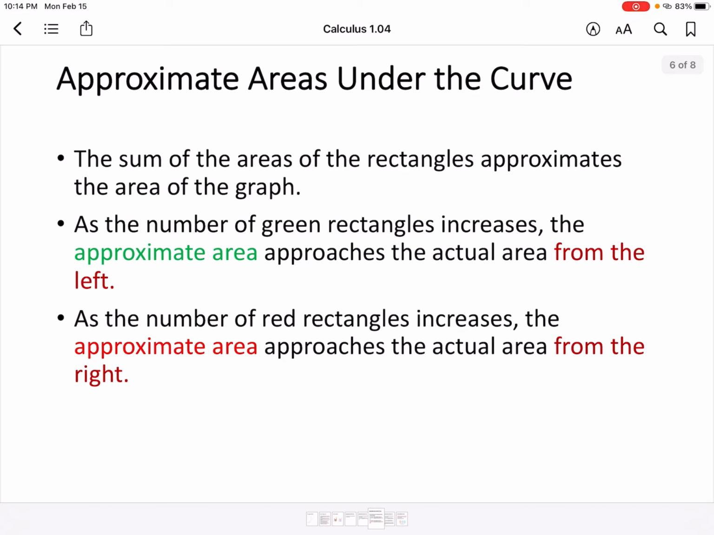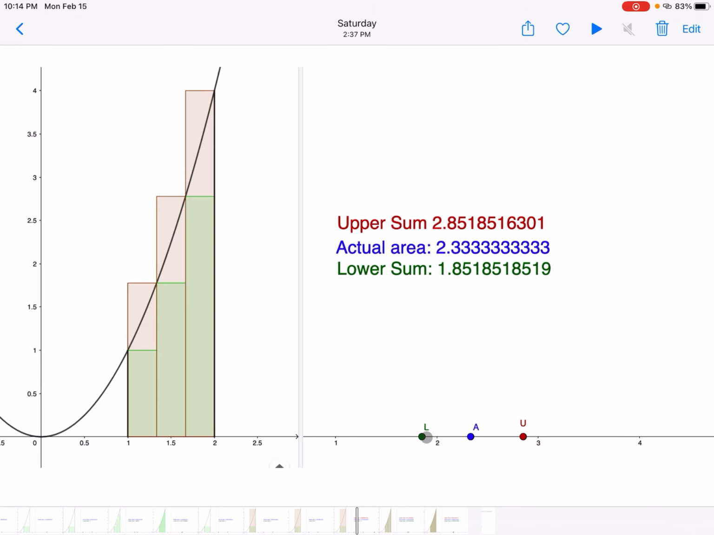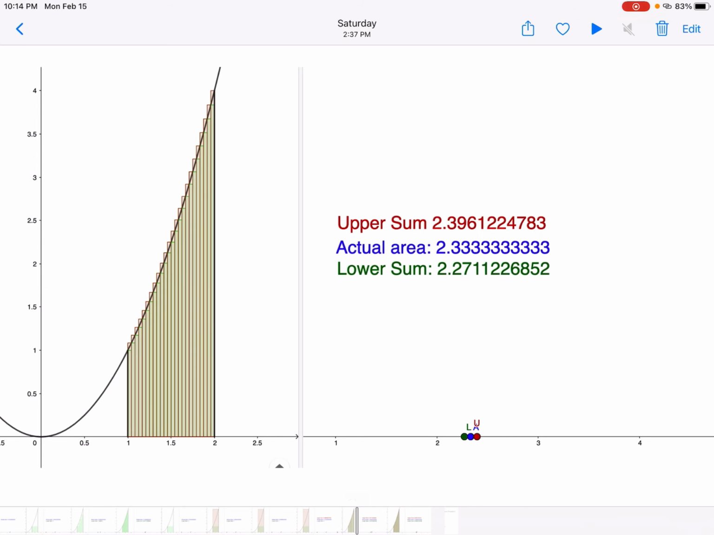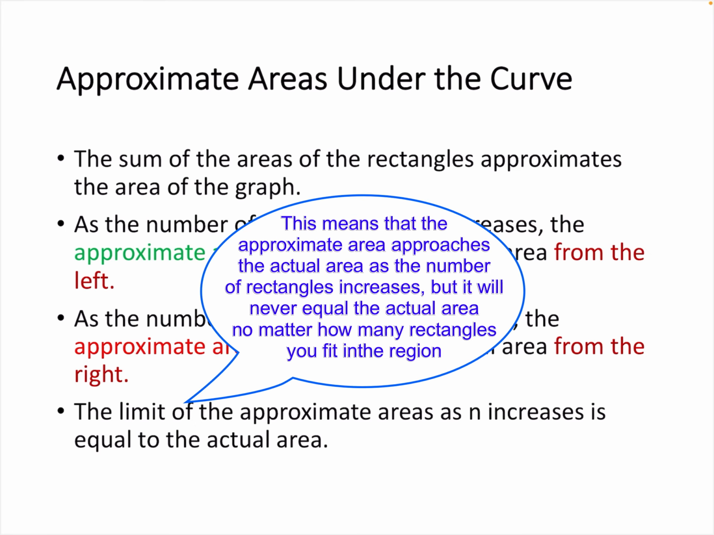As the number of red rectangles increases, the approximate area approaches the actual area from the right. So yung from the left and from the right, kita siya dito sa mga points na to. Habang dinadamihan natin yung rectangles, palapit sila ng palapit pareho sa actual area. The lower sum approaches the actual area from the left, and the upper sum approaches the actual area from the right.